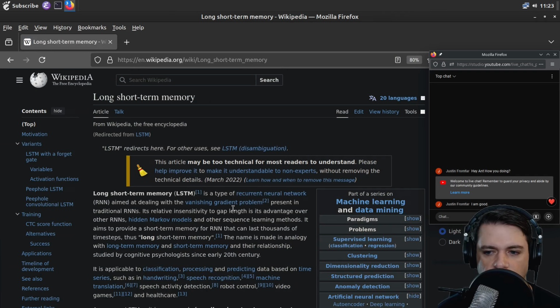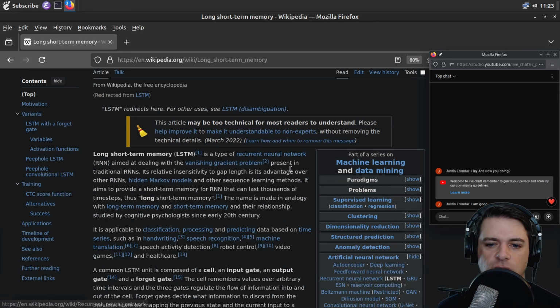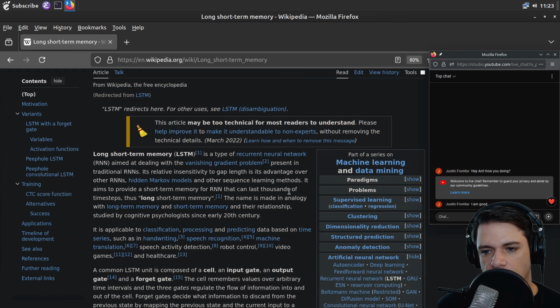Long short-term memory is a type of recurrent neural network aimed at dealing with the vanishing gradient problem present in traditional RNNs. Its relative insensitivity to gap length is its advantage over other RNNs, hidden Markov models, and other sequence learning methods. So I guess, just from context, I think maybe it's about learning sequences. And something about gap length, like some distance, maybe length of the sequence, maybe distance between sequences or something.